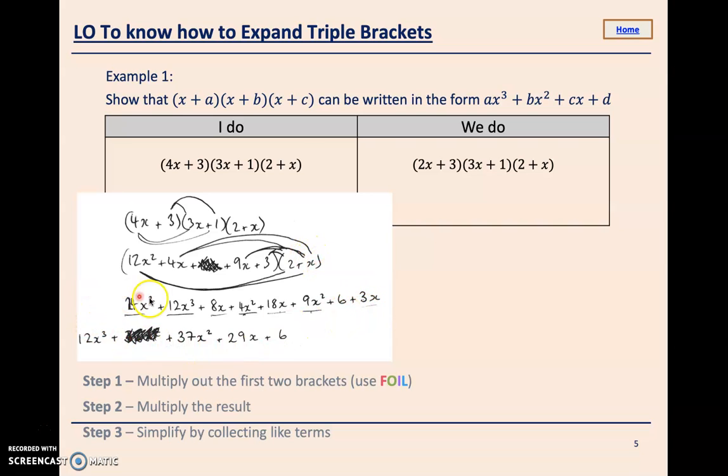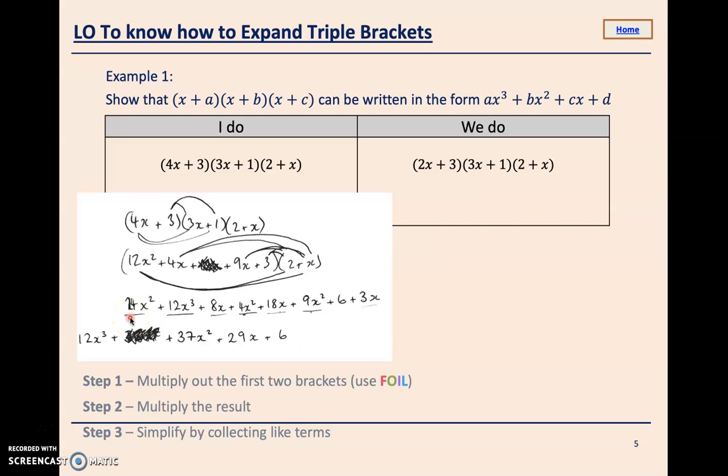So now we have all these terms here, and what we need to do is collect the like terms. Let's start with x cubed because that's our largest term. I've underlined them so that I know that I've used them. So I'd underline my 12x cubed. Is there any more x cubed terms? No, there aren't. So 12x cubed.